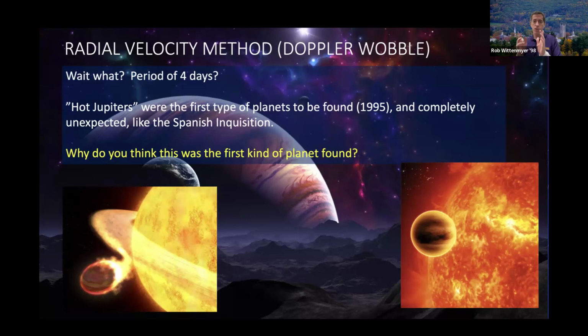So when the first planets were found back in the 90s, back when I was running around here freshman year, hot Jupiters came out and people were like, what is this? This was not expected. So there's a good reason why it was the first kind of planet found. I think you can probably drop in the chat why there might be a good reason for that.